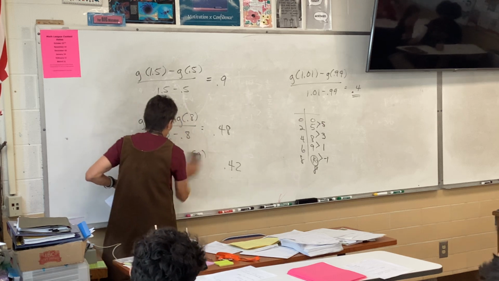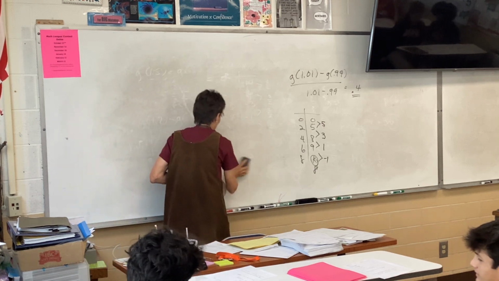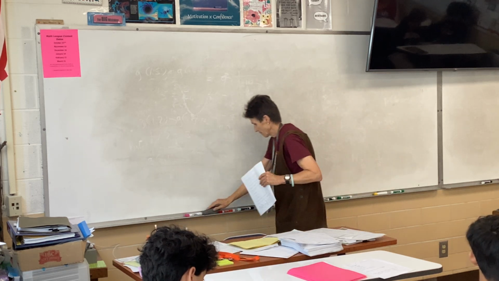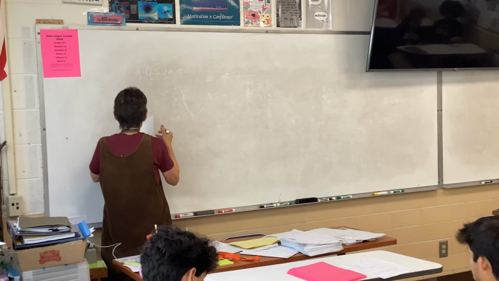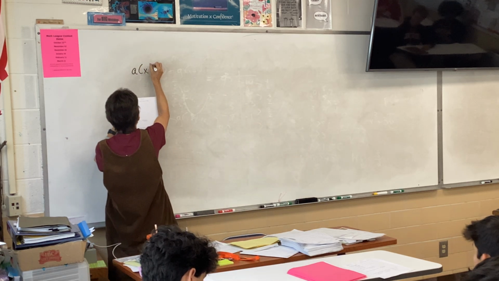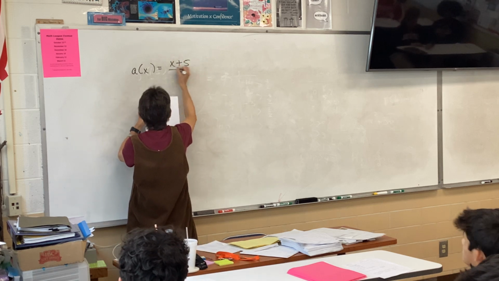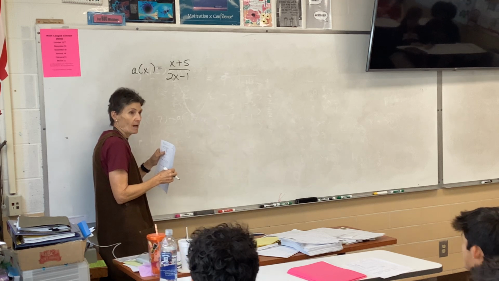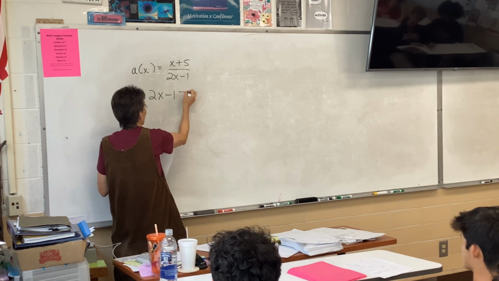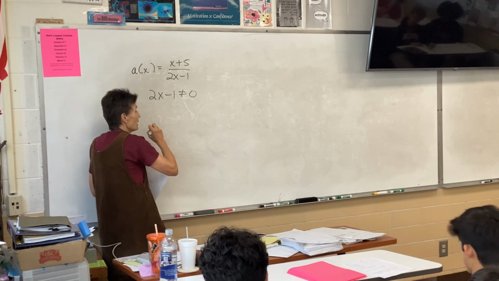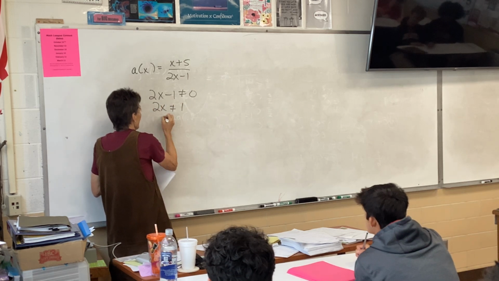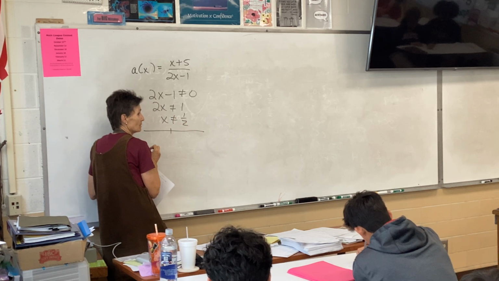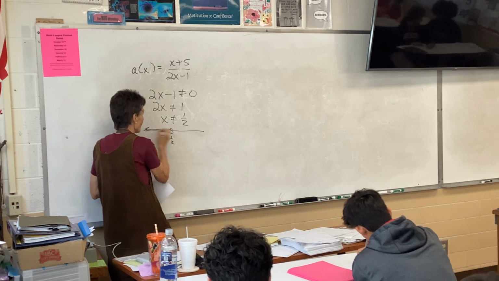Find the domain. What do I look at when the question says find the domain? Denominators and radicals. Love it. So this one doesn't have a radical, but it has a denominator. And I know the denominator cannot be zero. So when I solve that, x cannot be 1/2. So my domain is everything except 1/2, right?